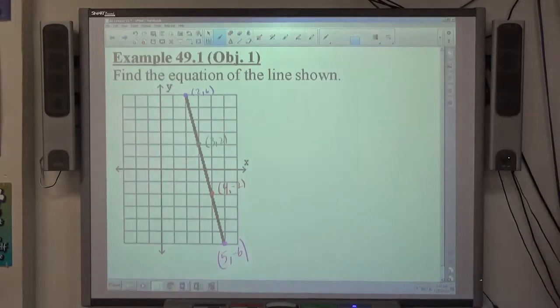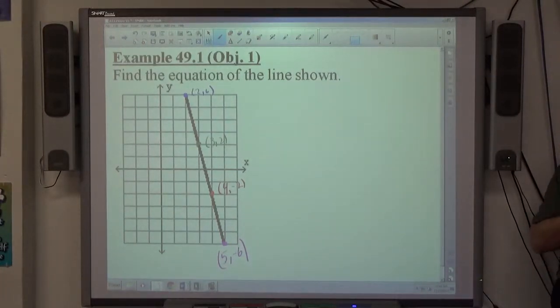All right. All I need is 2 points. Anytime you look at one of these lines that's graphed for you, there's going to be at least 2 nice pretty points like that to pick. Sometimes more than 2, but in this case there's 4. But all you need is 2.